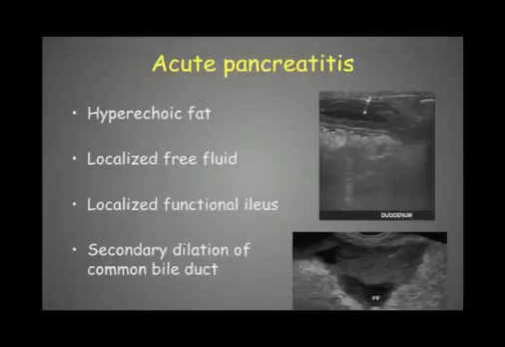Then for those acute pancreatitis we have secondary signs that help us to decide that it is an acute pancreatitis. First we have the hyperechoic fat. That's what we see here in this region, or here in this region. So this is hyperechoic fat. In fact, it's due to the inflammation, the focal peritonitis and focal steatitis around the pancreas itself.